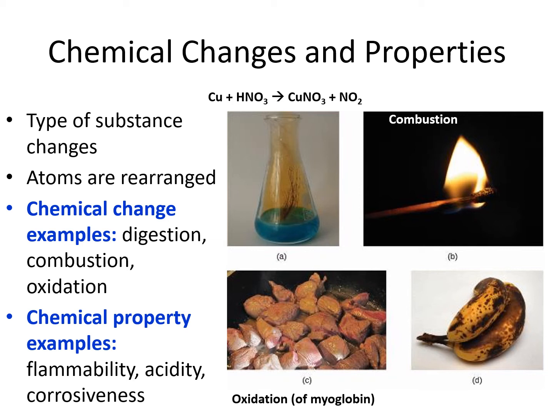Examples of chemical properties include flammability, acidity, and corrosiveness. These properties all deal with a chemical change that is taking place, in which the type of substance is changing.